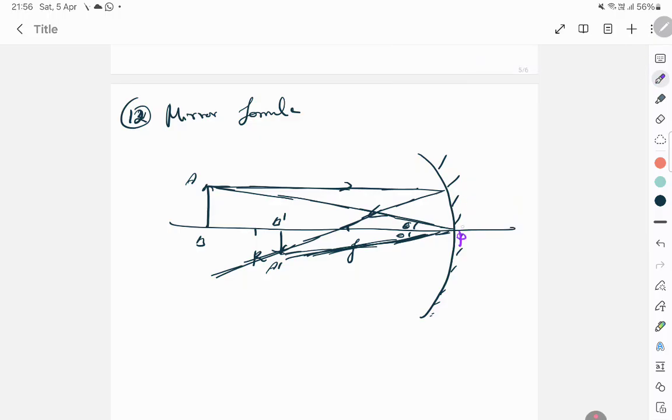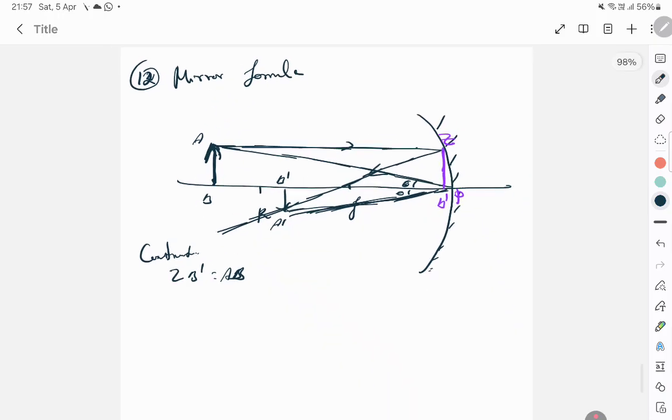Okay, so then I have to construct, this is pole, right? I'll construct a ZB dash which is equal to AB. Can you see AB is the object height? I'm constructing a ZB dash in purple color. So construction: what are you constructing? A ZB dash which is equal to AB. Now once you do this, you can locate similar triangles and write the sides to get the mirror formula.